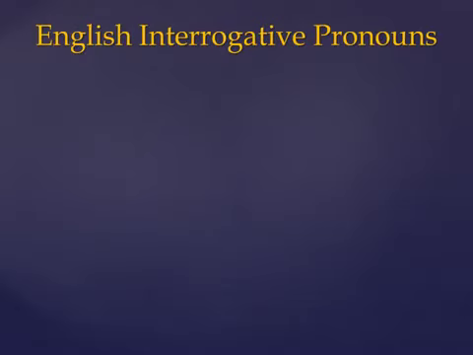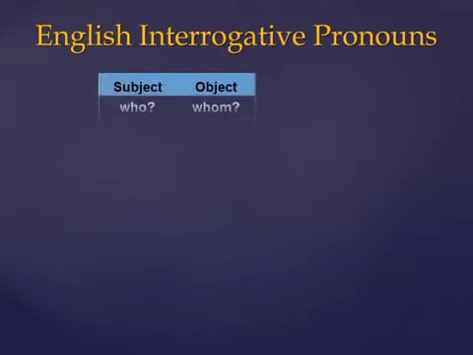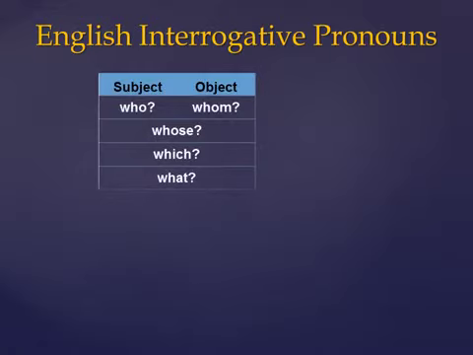Now, you might be surprised to find that in English there are only 5 interrogative pronouns, and they are who, whom, whose, which, and what. And you'd be right to think that in English there are more ways to ask questions than just through the use of these pronouns. And we'll look at some other ways a little later.